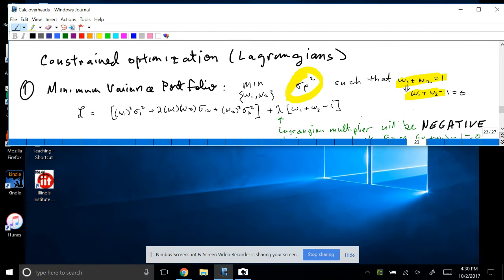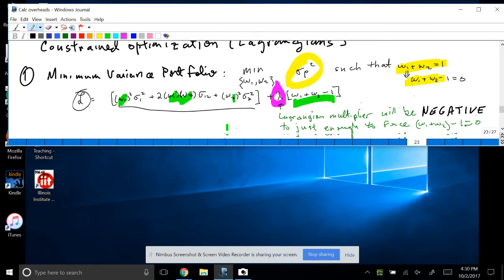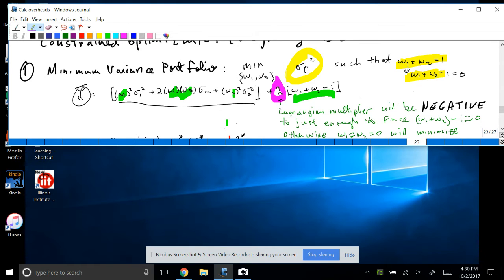has to equal 0. All right, so one thing we can do is we can put this into a Lagrangian form where we have the portfolio variance, the exposures of the assets times the covariance matrix and all that kind of stuff. And over here we have the constraint. And this lambda is a Lagrangian multiplier.